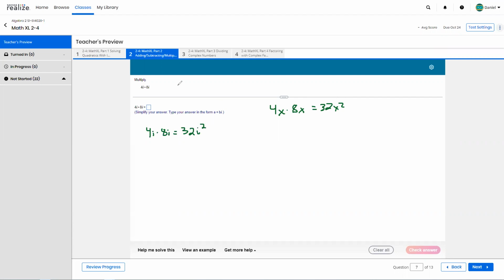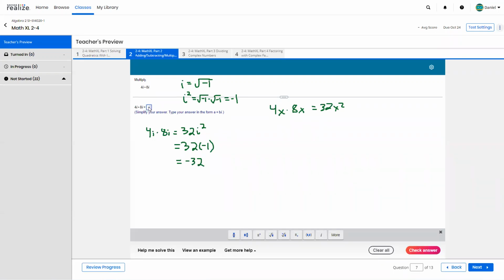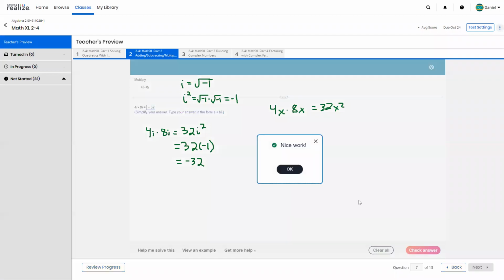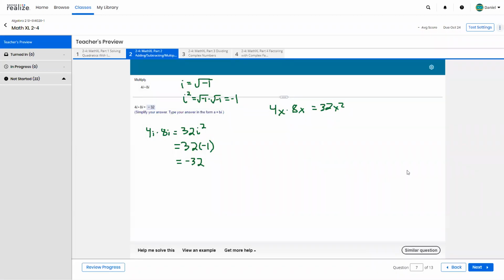The only difference is we know that i is the square root of negative 1, which means that i squared, which is square root of negative 1 times square root of negative 1, is going to be equal to negative 1. i squared equals negative 1. So x squared you couldn't do anything with. i squared, though, we can substitute in negative 1. So we can do 32 times negative 1, which is going to give us an answer of negative 32. Okay, perfect, just like that.